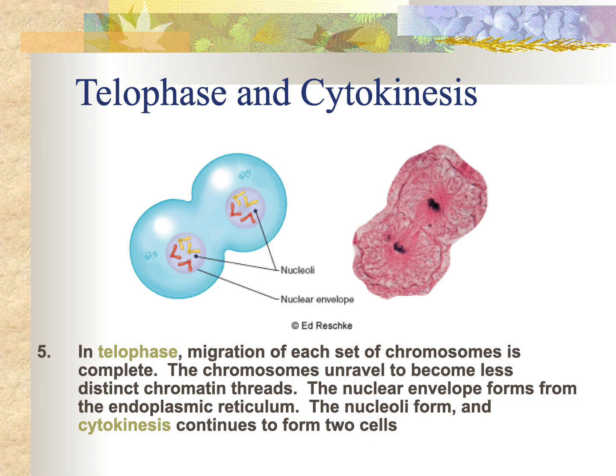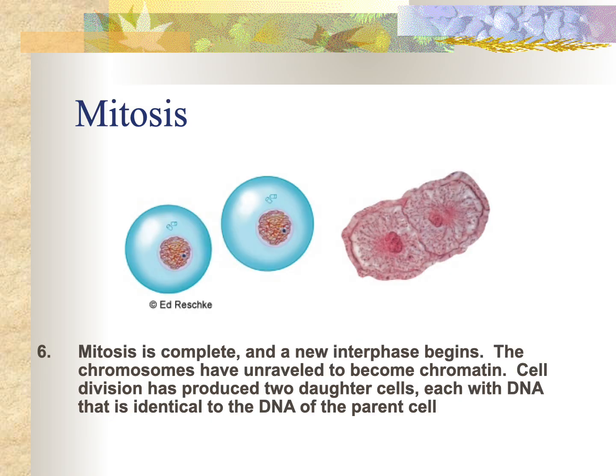Okay, and so at the end of mitosis, we wind up with two cells that appear pretty much identical and have identical DNA. And so this mitosis allows us to produce extra cells. This is what happens during growth. Okay, but not all cells are growing all the time.